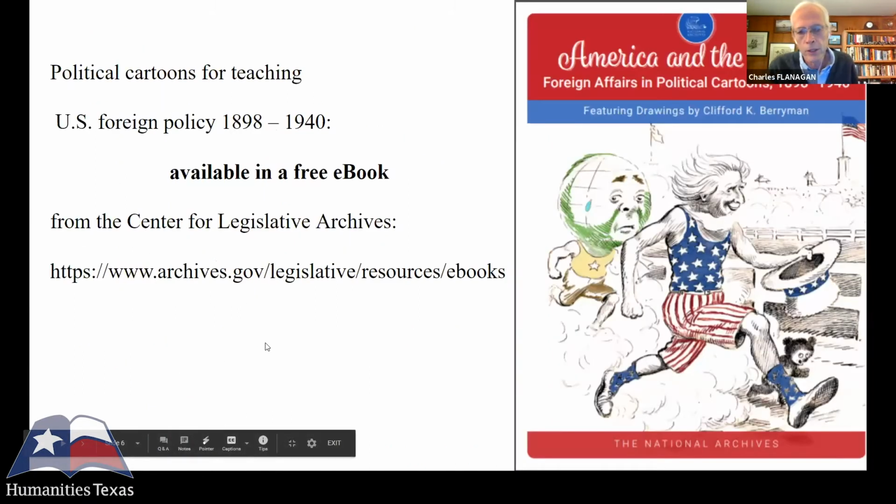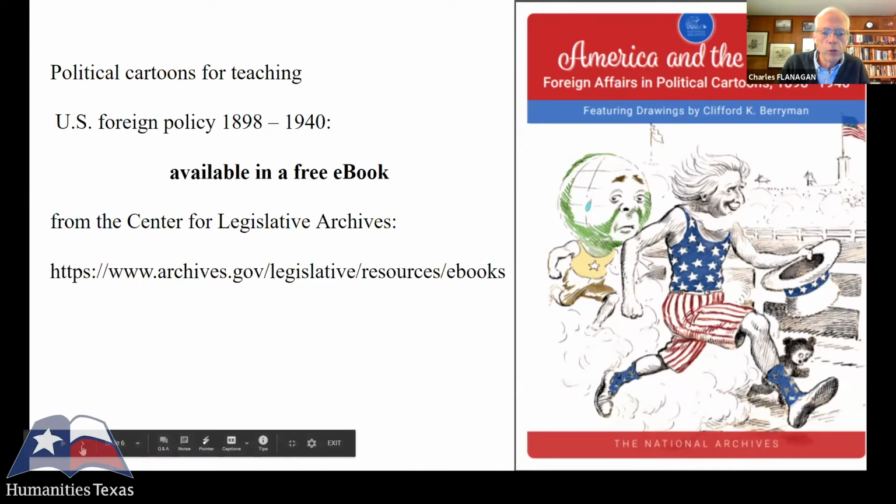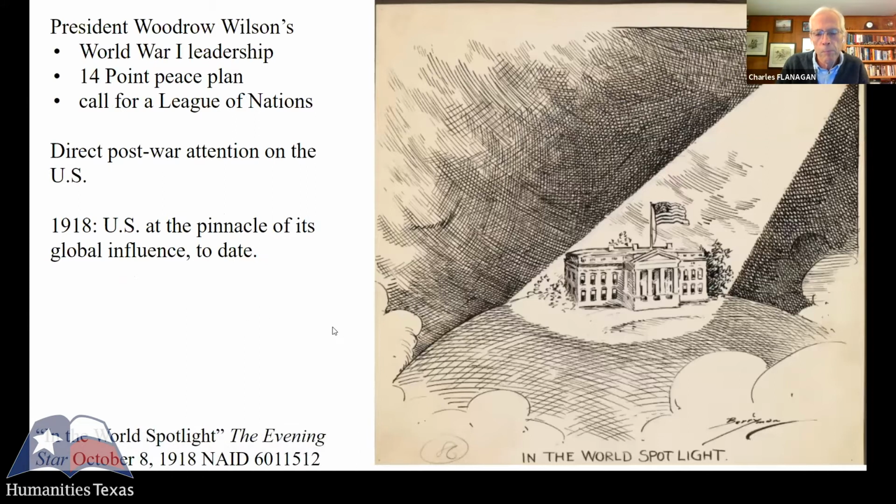And we have a book that'll help you do that. We have political cartoons for teaching foreign policy from 1898 to 1940 in this free ebook. There's 63 cartoons in that one, America and the World. So that will give you tools that you can use if you want to just acquaint your kids with the larger story of American foreign policy in a kid-friendly way. But let's just look at a couple of moments in that larger 1898 to 1945 time period.